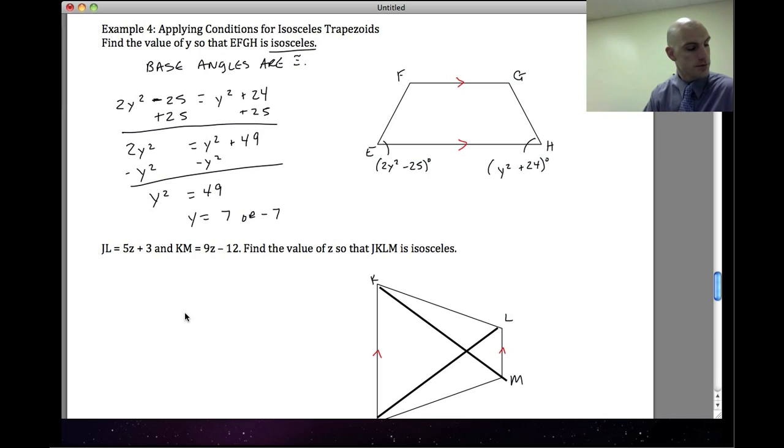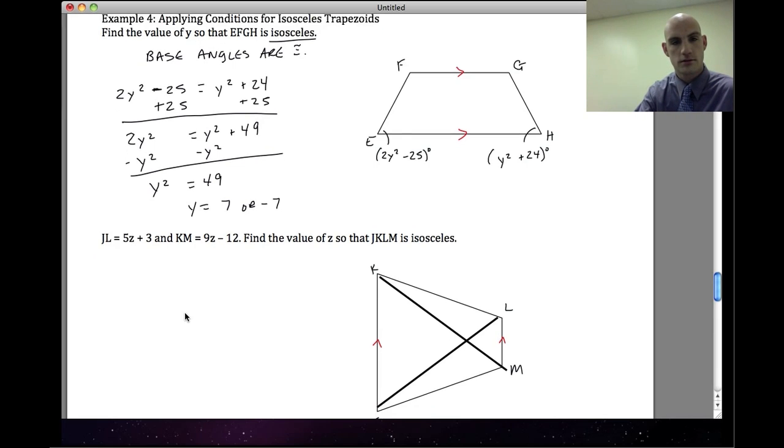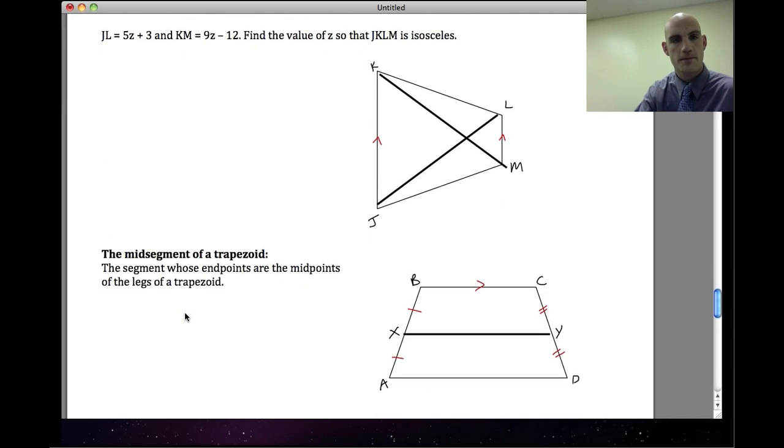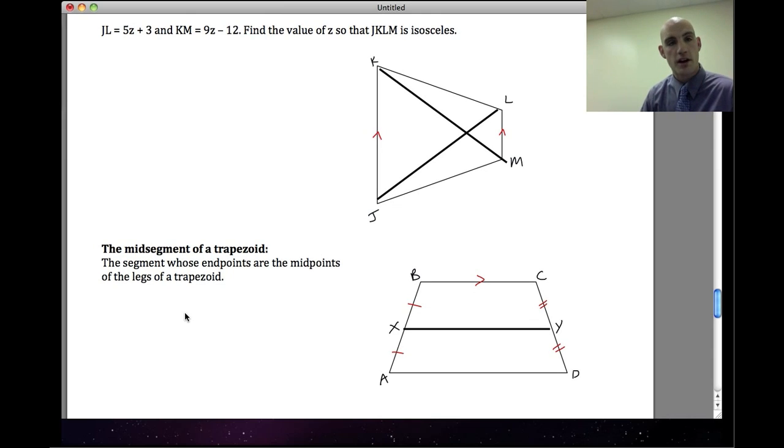I would like for you to try the next one. Okay? I want you to try this next one. We will talk about it in class. Okay? I will give you a hint. You're going to use the properties of the diagonals of a trapezoid to find the answer to this problem.